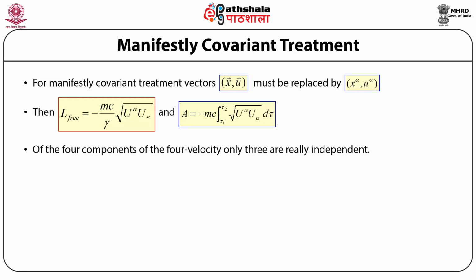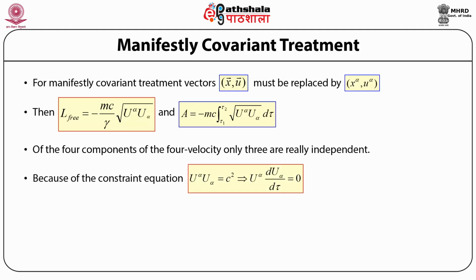Of the four components of the four-velocity, only three are really independent because of the constraint equation, that is u^α u_α equals c squared, which implies u_α du^α/d tau equals 0. This has to be incorporated into the equation of motion.